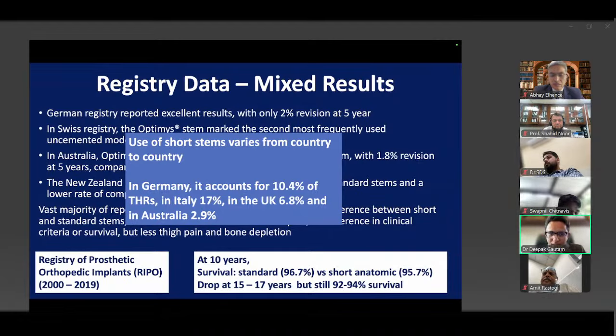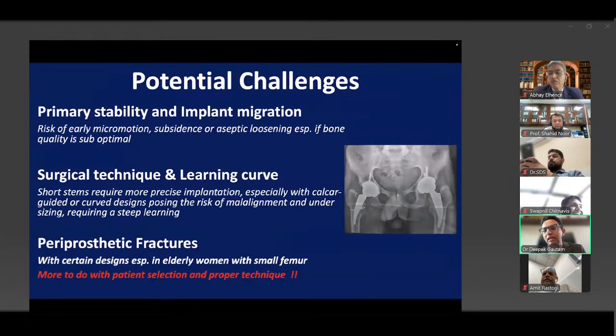Despite this, the Registry of Prosthetic Orthopedic Implants has reported that at 10 years, the survival is up to 95.7%, and at 15 to 17 years, it is up to 92 to 94%. But there are still some potential challenges that have to be cleared. It has the issue of primary stability and implant migration. It has a steep learning curve.